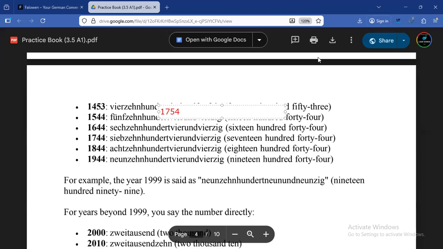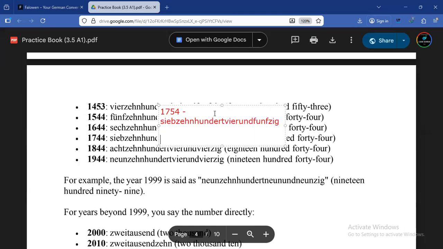17, und 4, und 50. Yes. So 17, 17, 100, and that's here, and 50. Und 50.